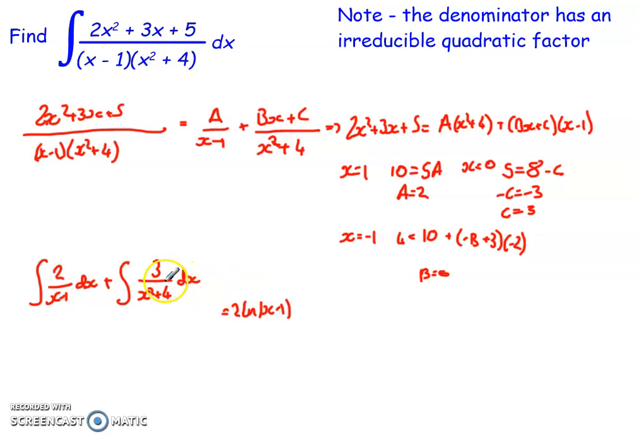Now this one here can be written in the form 1 over x squared plus a squared. And we know the standard format for the integral of that is 1 over a tan minus 1 of x over a plus c. So in this case, a squared is 4, so a is 2. So that's then going to give me plus 3 over 2 times tan minus 1 of x over 2, then plus c, so plus my constant of integration.